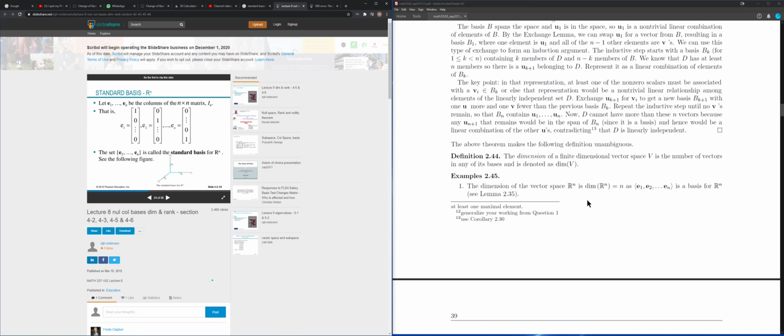This is a general formula, and we saw it for R2, where n equals 2, so the dimension is 2. And when you're looking at three-dimensional vectors, the dimension of R3 is 3. So if you have R4, the dimension of R4 is going to be 4.